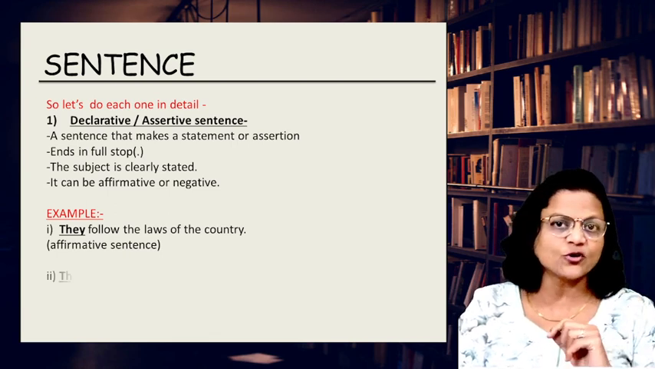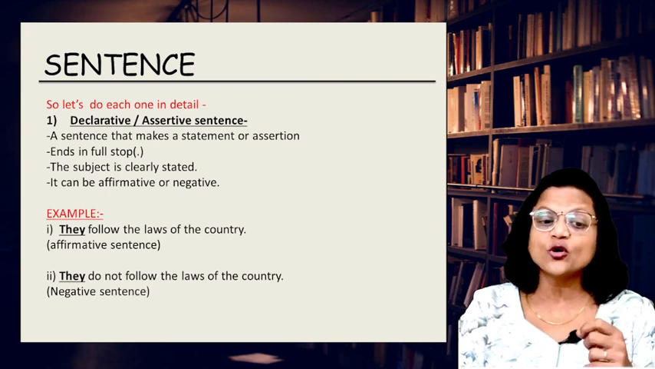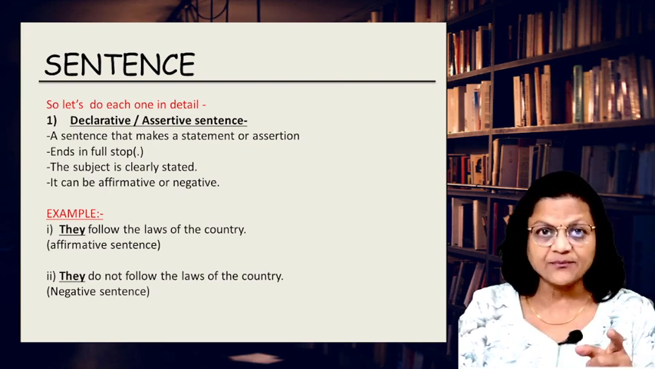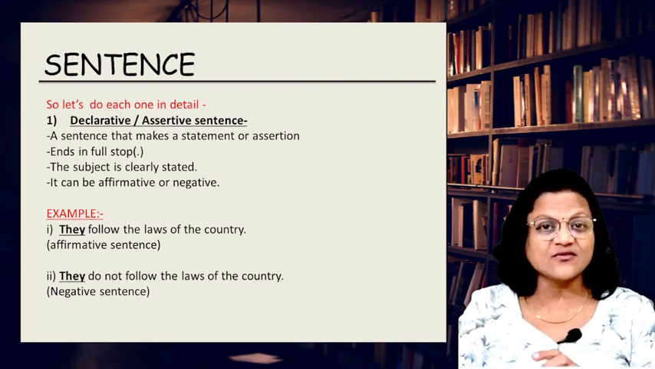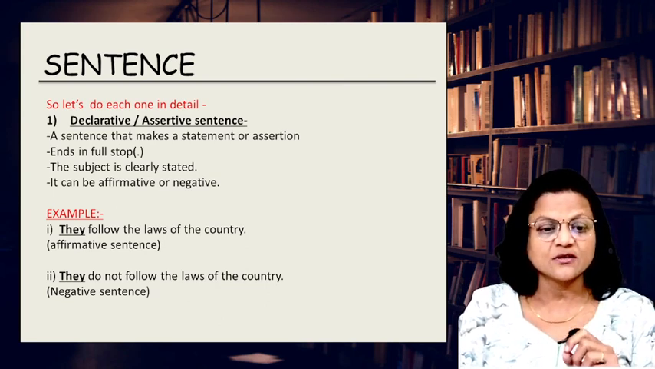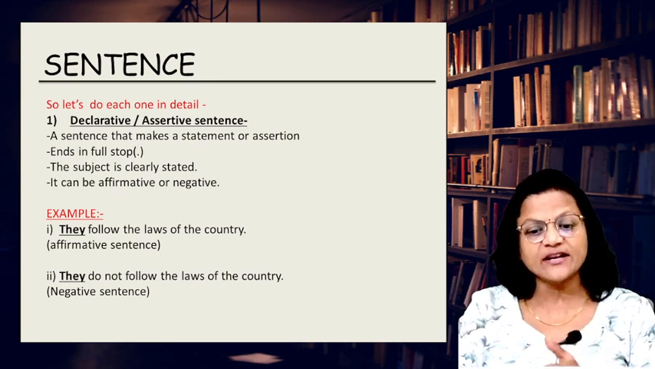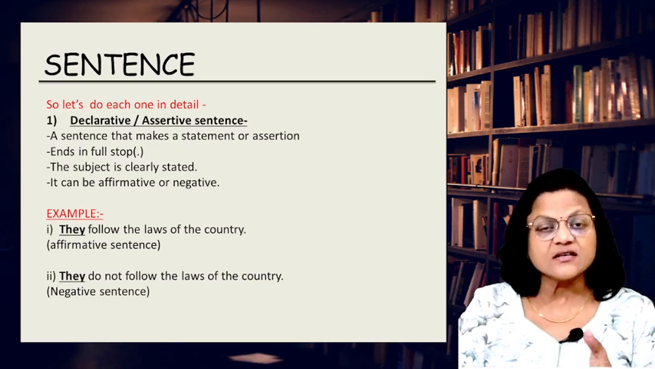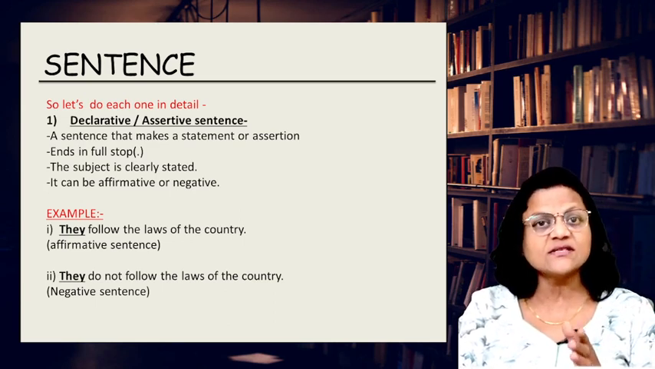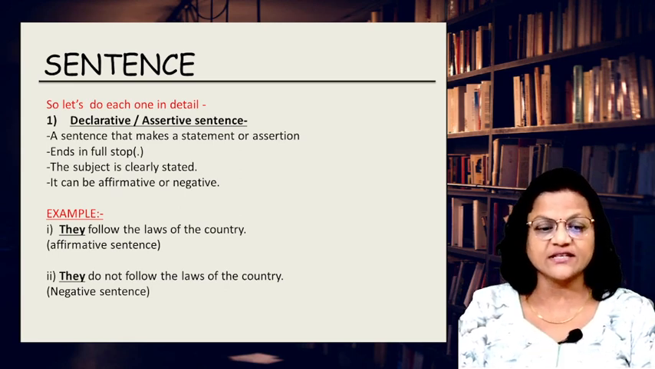They do not follow the laws of the country. Again the subject is, who do not follow? They. I will call this sentence negative because there is the word not. So whenever in a sentence you have words like no, not, never, they will be your negative sentences. Declarative, yes, but because they are talking about negation, we call them negative sentences.